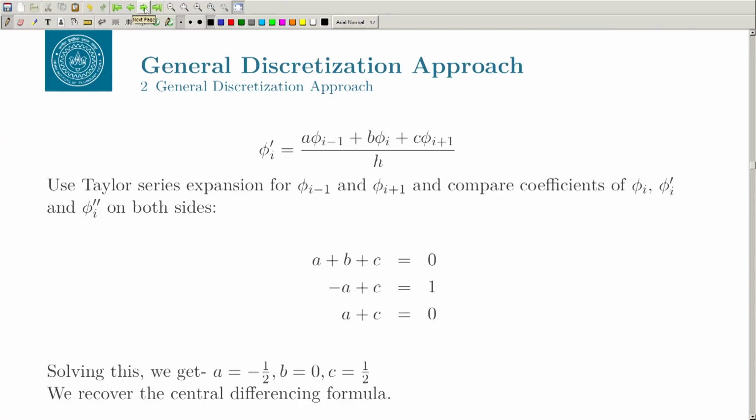Now, this is the formulation that we have done by deriving the Taylor series expansion. But let us say I have this grid, and this is i, i plus 1 and i minus 1, and let us say i plus 2 and i minus 2.